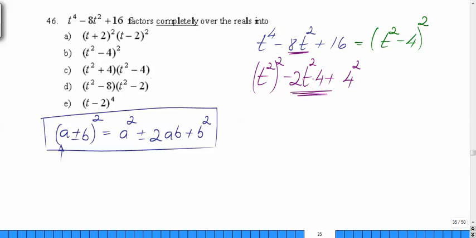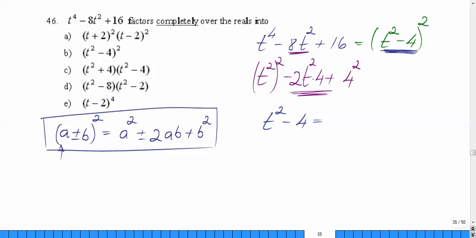Now, if you're looking at your answers, you can see that B is exactly the same as this one. But the question to ask yourself is, how about that t squared minus 4? Is that prime, or can we factor it? We can factor it.